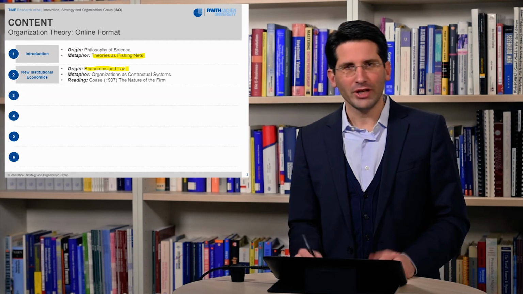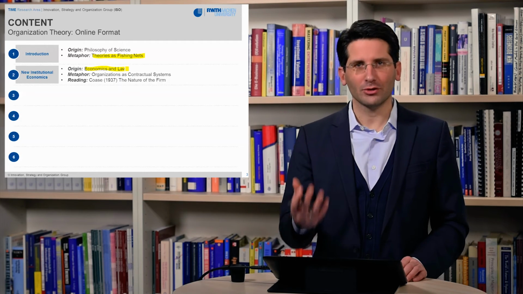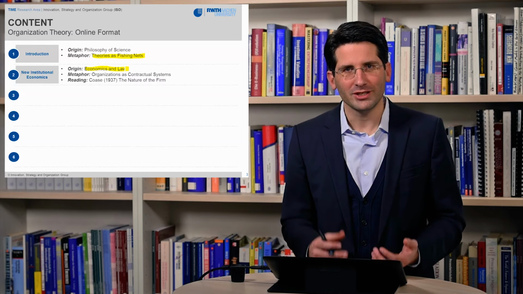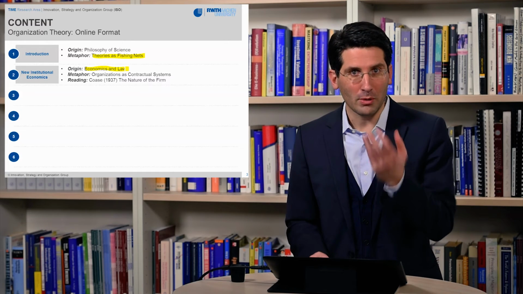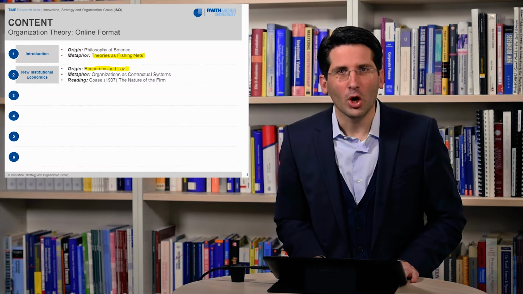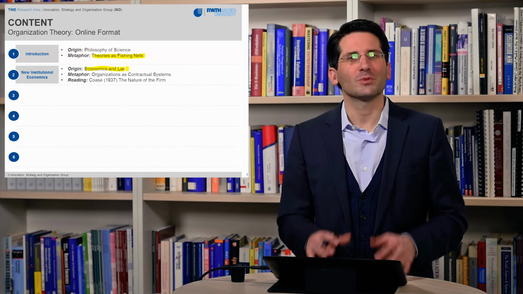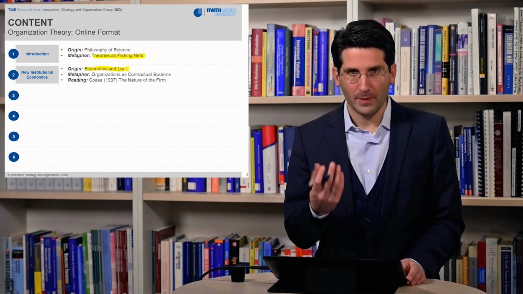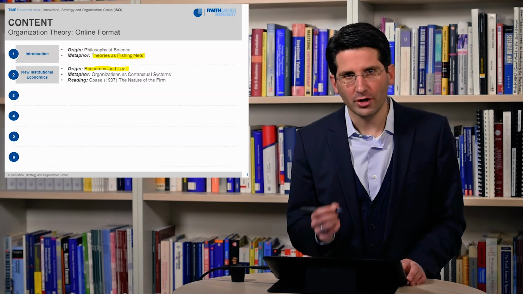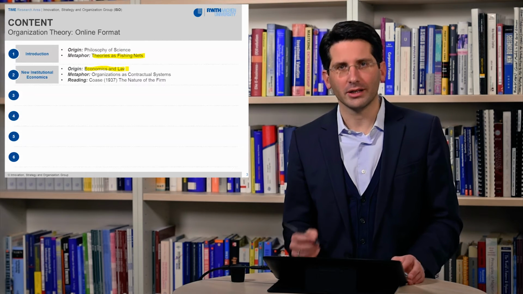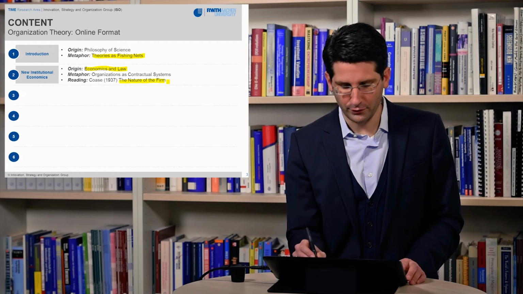And we'll be reading together one of these seminal contributions in New Institutional Economics. And this will probably be one of the oldest readings that you'll have as part of your degree program. We'll be reading together Ronald Coase's 1937 article on the nature of the firm.